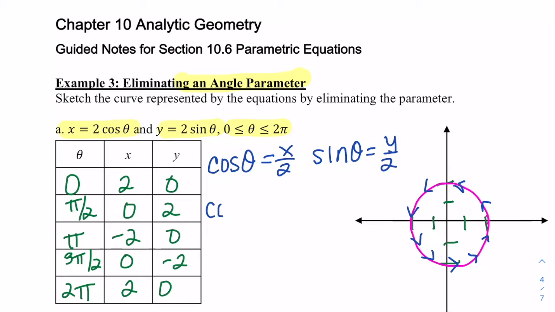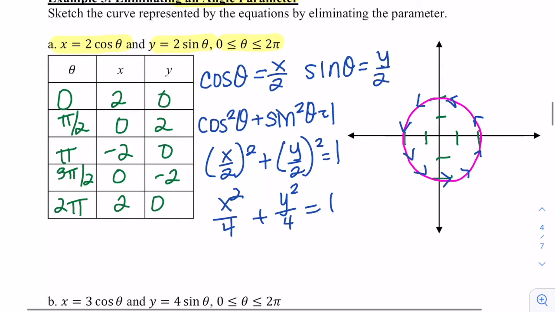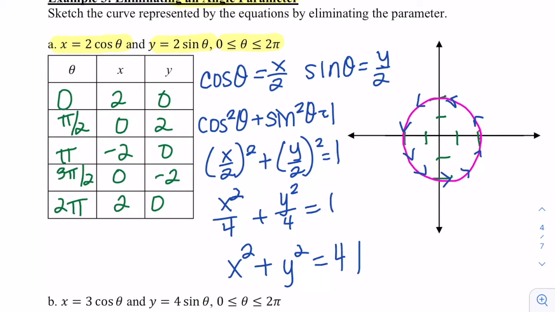And if you remember the Pythagorean identity, cosine squared plus sine squared will equal 1. If I substitute them in, we'll get x squared over 4 plus y squared over 4 equals 1. And we can multiply both sides by 4 to get the equation of the circle.